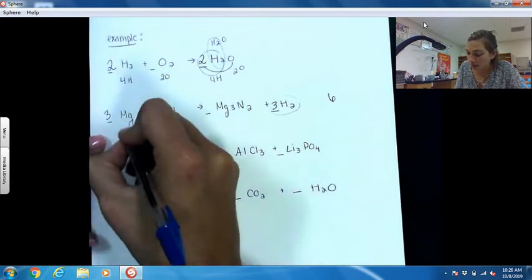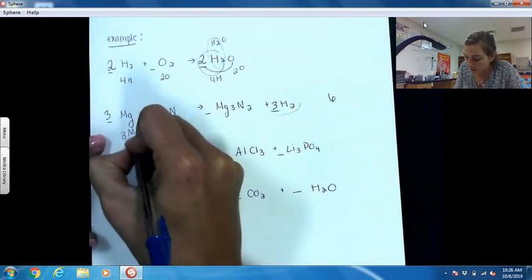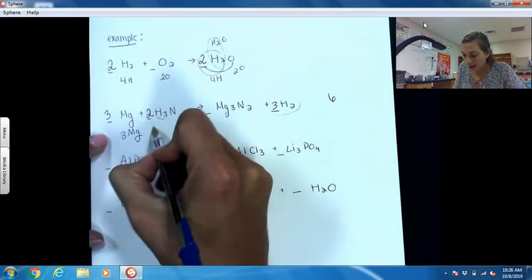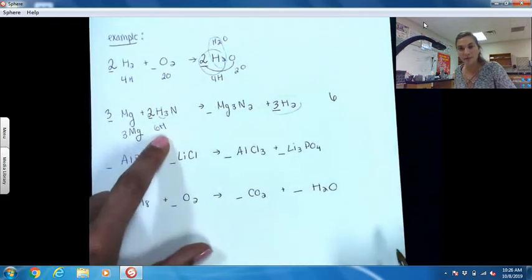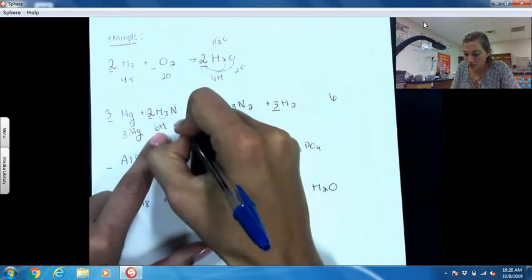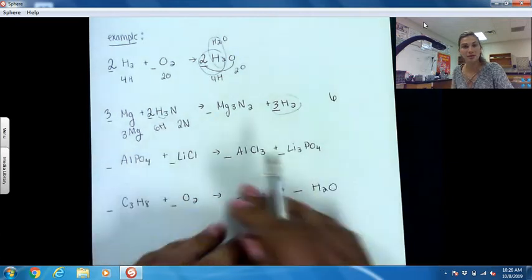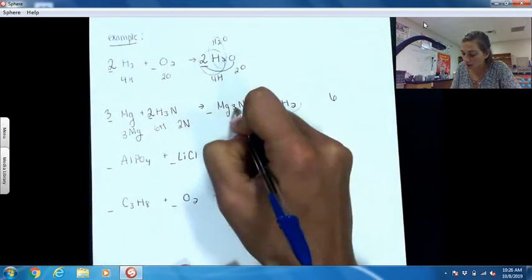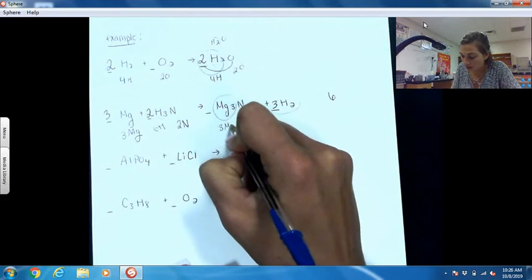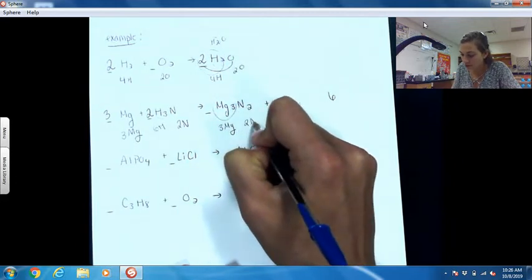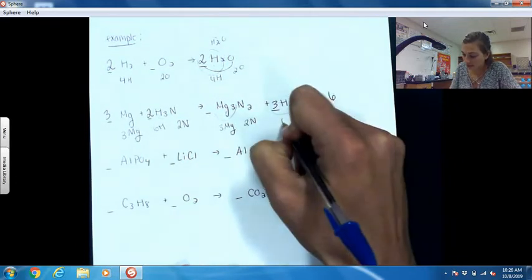You can always double check if you'd like. So I have 3 Mg on my reactant side, 6 H's on my reactant side, and 2 nitrogens on my reactant side. We just want to make sure it's equal. So again, I have 3 magnesiums, I have 2 nitrogens, and I have 6 hydrogens.